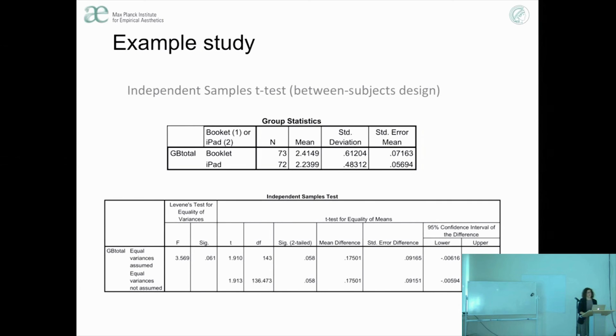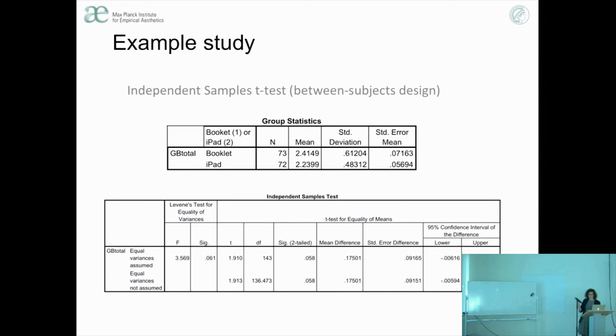The most important thing to us in this particular table is the significance. So the p-value, the probability level. Who can tell me whether or not the difference between the two groups was significant? Yes, I would say that based on this as well. The significance is 0.058. So it's not technically significant, but it shows a tendency towards significance.